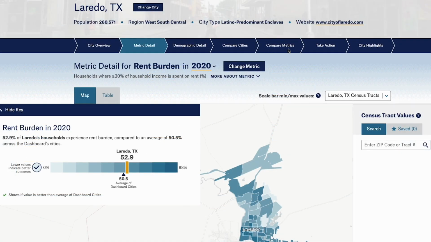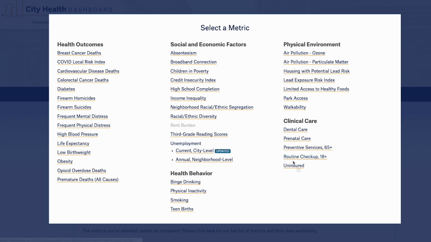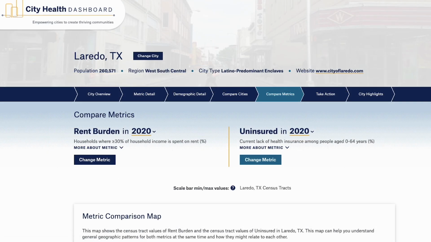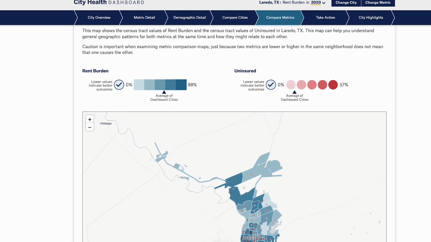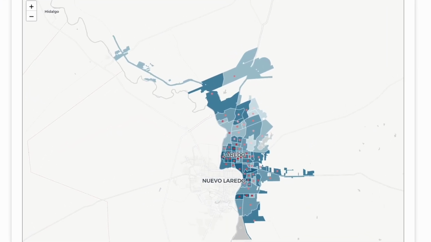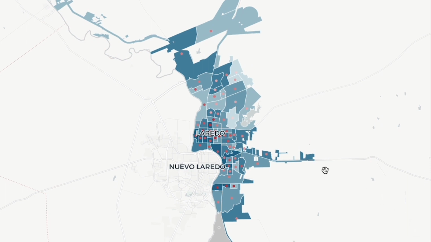The Compare Metrics feature is accessible from every city's navigation bar. You can select your comparison metric here, as well as the years of data you want to compare. Metric comparison maps show the values for both measures on the same map. In this case, the blue polygons represent rent burden, and the red dots indicate uninsured values. In both cases, lighter colors mean better outcomes.